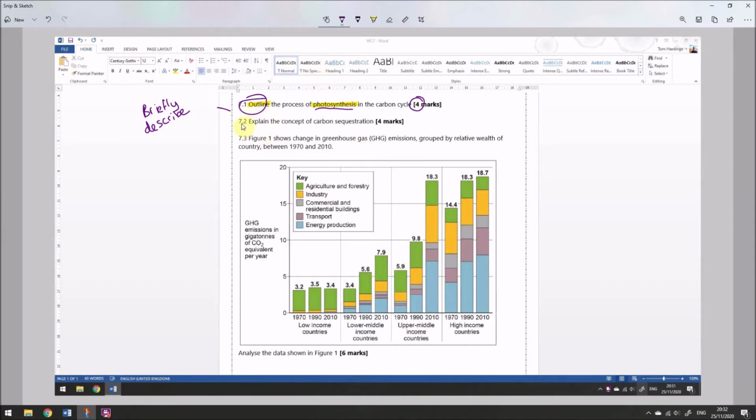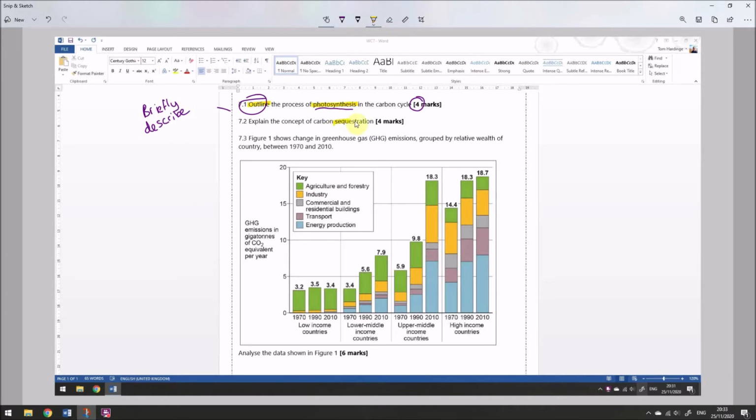Almost an identical question here, but for a different process. So question 2, explain, is pretty much the same as outline. Explain the concept of, or outline the process of. Very, very similar bits of terminology here. Explain the concept of carbon sequestration.